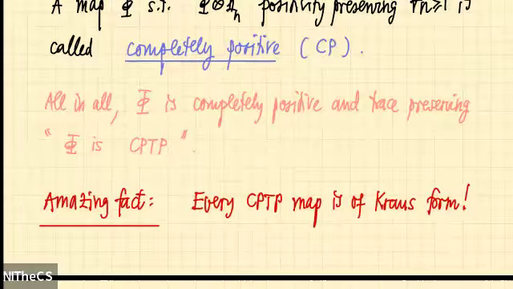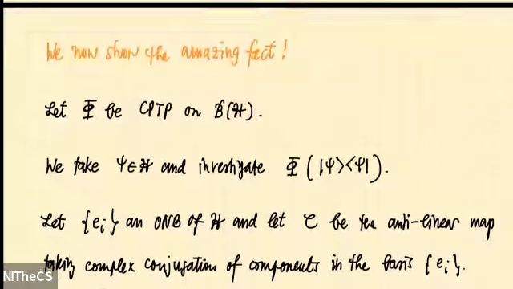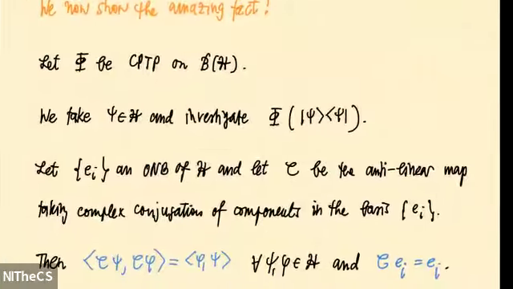If you take any map which is completely positive and trace preserving, it will actually be given by Kraus operators. Okay, so that's the converse. So we saw here that if phi is given by Kraus operators, it is completely positive and trace preserving, but amazingly the converse is true too. Every completely positive trace preserving map is of Kraus form. And let's see why this is the case, if you agree.